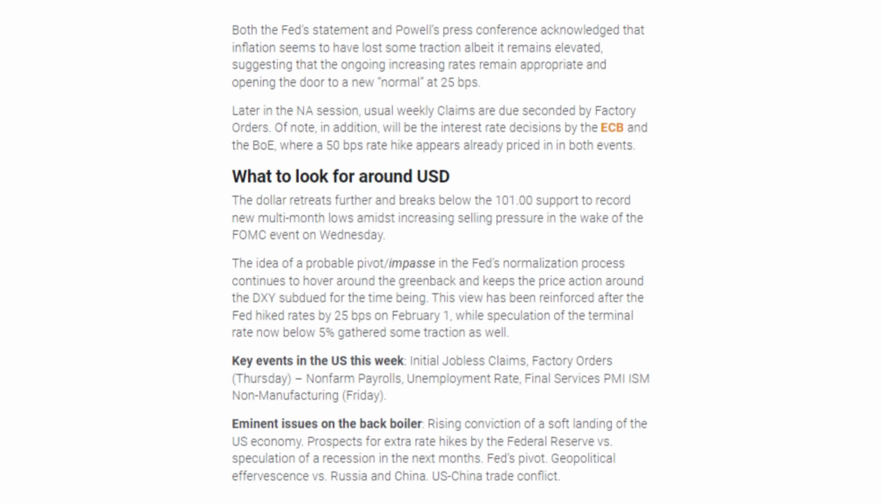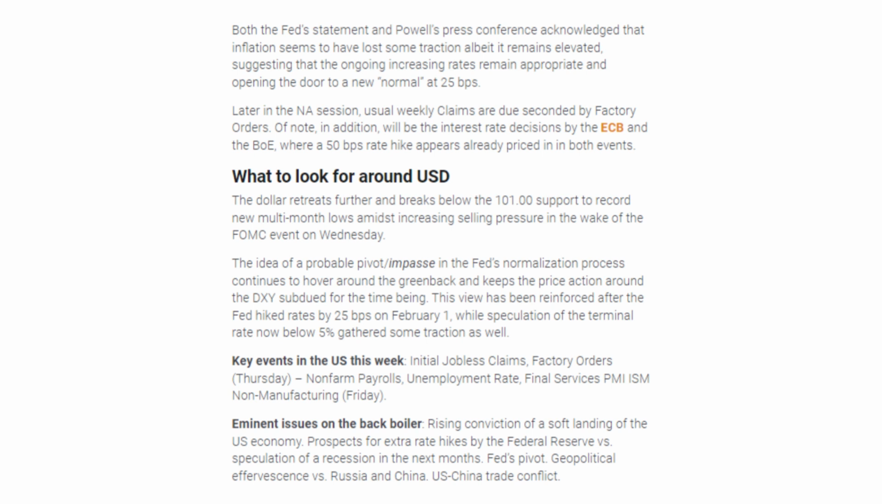Both the Fed statement and Powell's press conference acknowledged that inflation seems to have lost some traction, albeit it remains elevated, suggesting that the ongoing increasing rates remain appropriate and opening the door to a new normal at 25 bps. Later in the NA session, usual weekly claims are due, seconded by factory orders. Of note, in addition, will be the interest rate decisions by the ECB and the BOE, where a 50 bps rate hike appears already priced in both events.